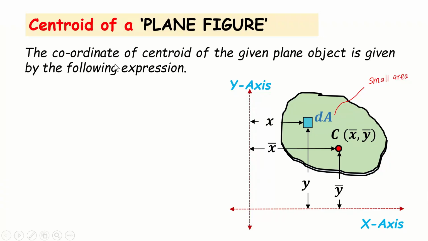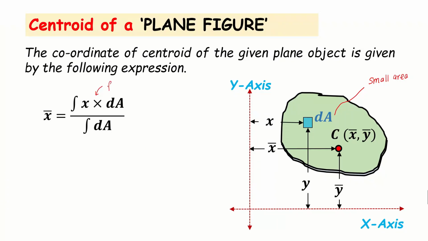We have to find the coordinates of the centroid of this given plane object, friends, and for that we have an expression. This is called the x coordinate of the centroid. The x coordinate of the centroid is given by the integration of x dA divided by the integration of dA. Now this is a very important point to remember here, friends. This is basically the first moment of area.